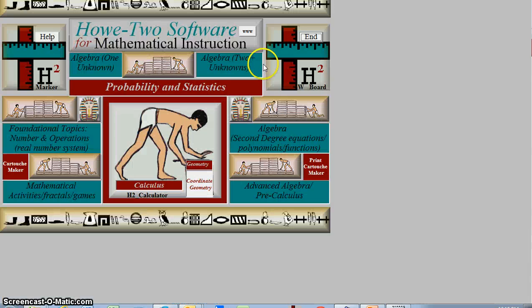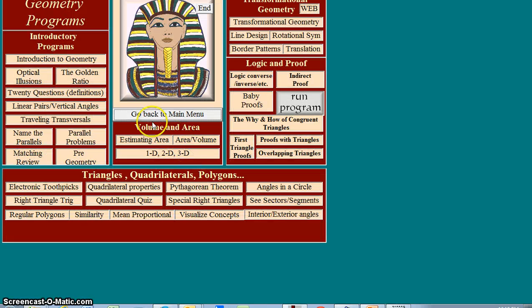That's HOWETWO. Find that software, and when you open it, the cover page looks like this. It's kind of a messy format, but I'll show you where everything is. We want to click on geometry, which is right underneath this guy's hand. So notice that there's two links. One goes to coordinate geometry and one goes to geometry. I'm asking you to put the mouse right on geometry and click to open this menu.